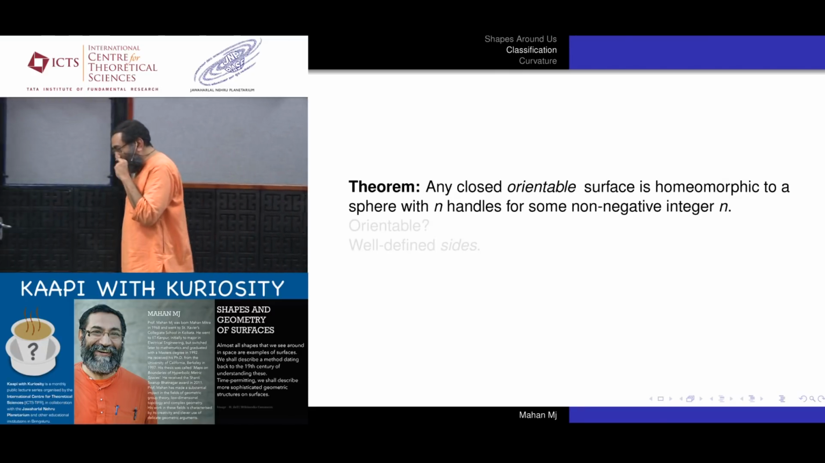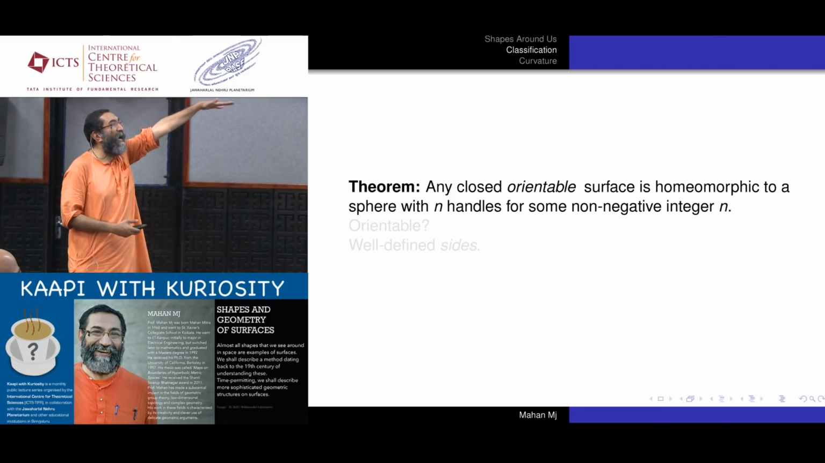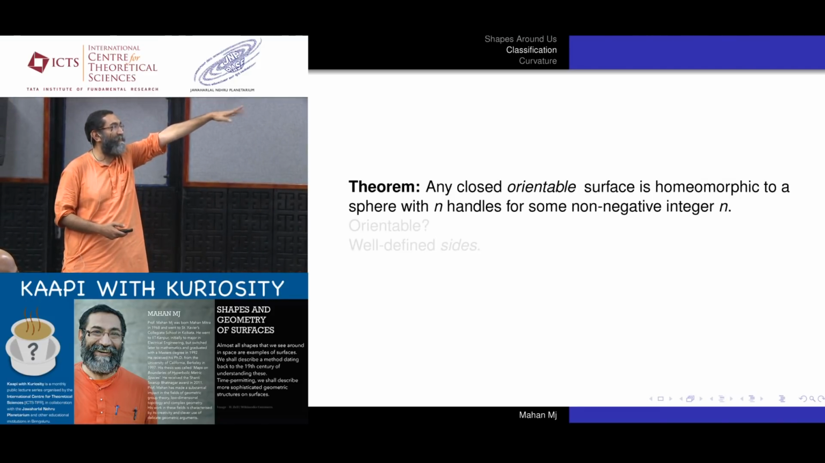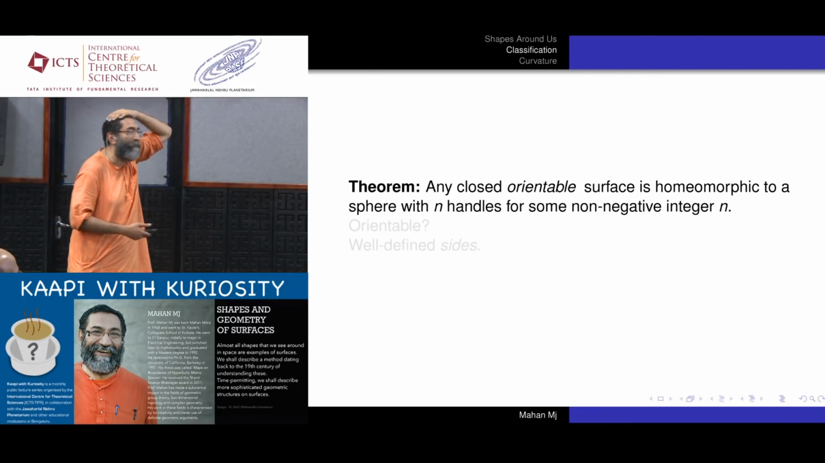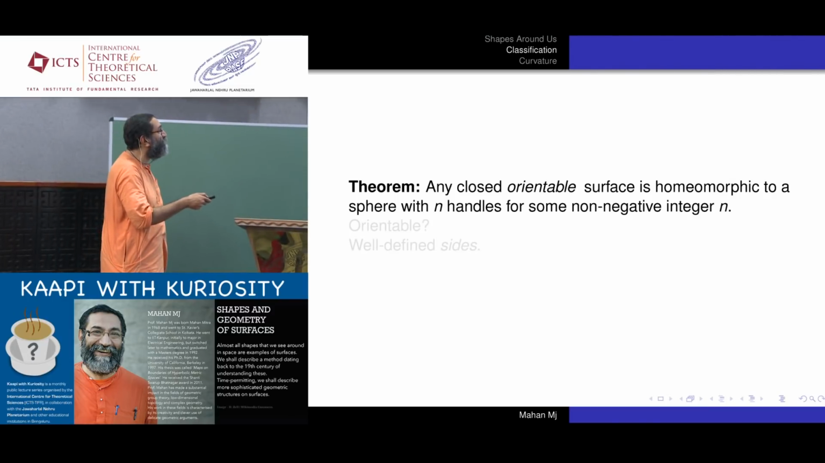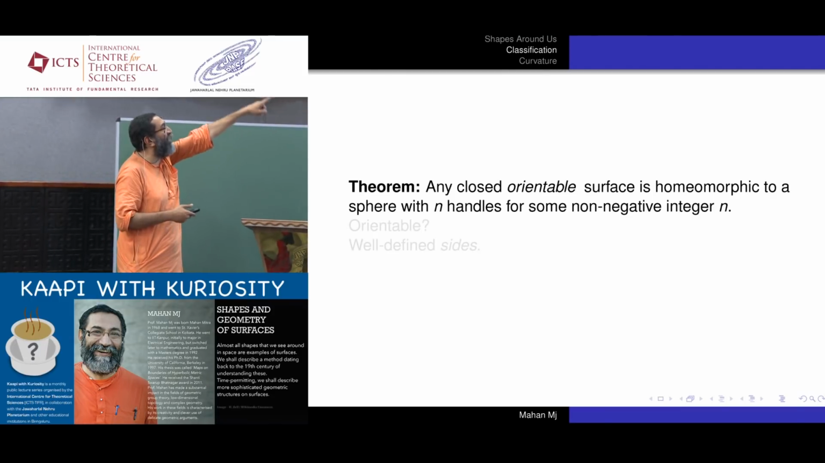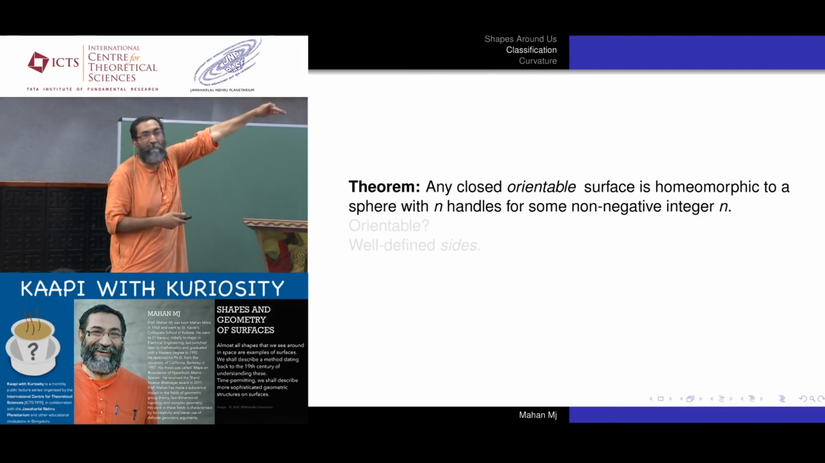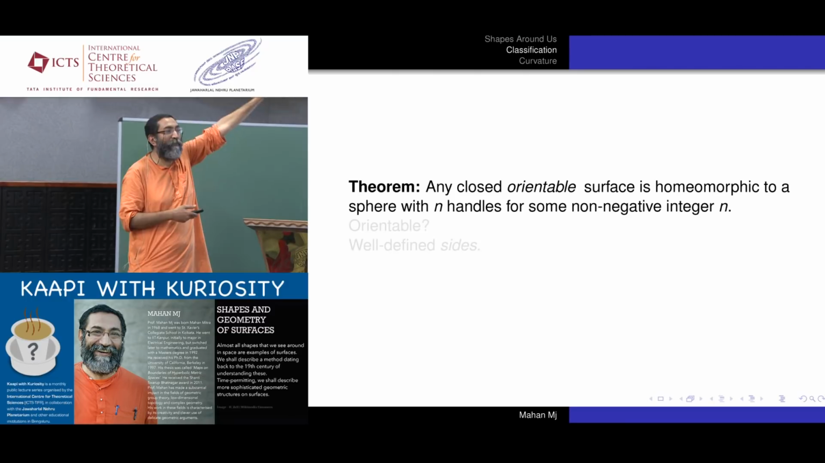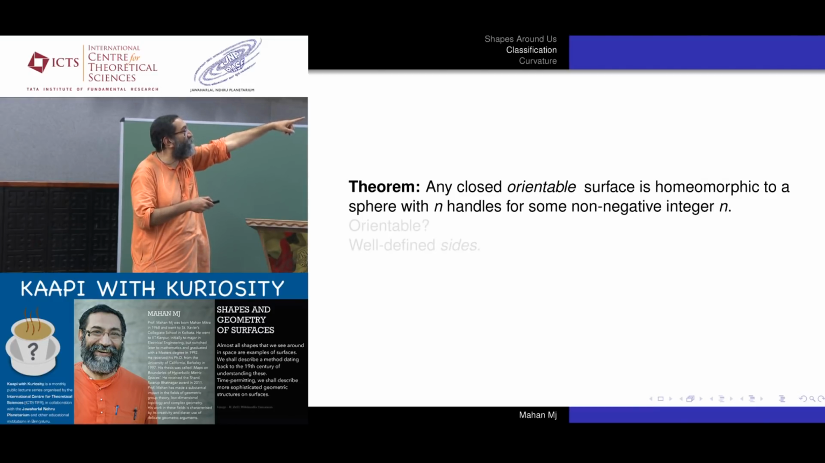This is a theorem which I shall not prove. It essentially says that if you have a closed, so I'm giving some technical terms here which I'll go back to this picture and illustrate for you. If you have any closed, this term has not yet made an appearance. Any closed orientable surface is the same as, read this word homeomorphic to as the same as, a sphere with n handles for some integer, positive integer or 0.